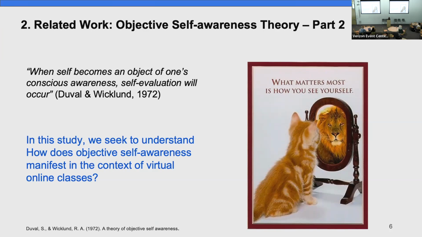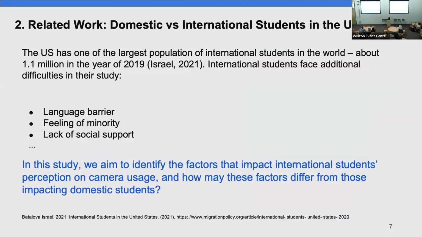In this study, we want to understand how objective self-awareness manifests in the context of virtual online classes. The third part of the related work is about the differences between domestic students and international students in the US. As we all know, the US has one of the largest populations of international students in the world. Because international students went to another country to study, some of them may face challenges when they study here.